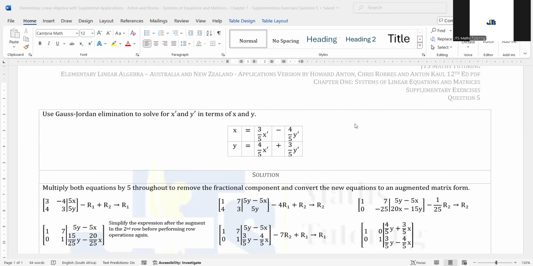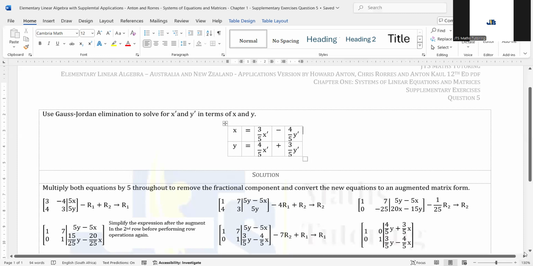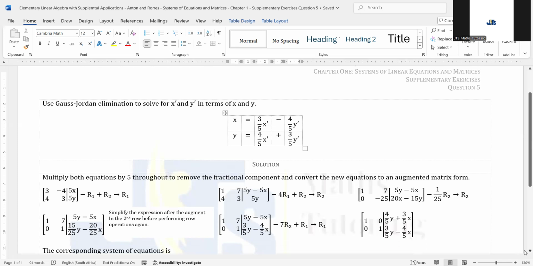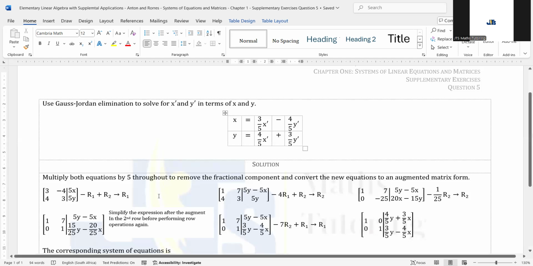All right, the very first thing that I'm going to do here is to multiply both equations by 5 to remove that fractional component. And I'm now going to convert the resulting new equation to an augmented matrix form. Since the question specifically asked us to use Gauss Jordan elimination, it means I'm going to apply my row operations till I arrive at a matrix in reduced row echelon form. So after multiplying by 5, this is what I'm going to get right here.